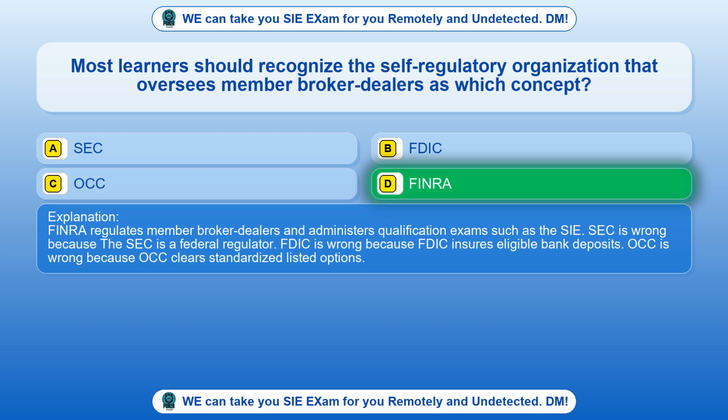SEC is wrong because the SEC is a federal regulator. FDIC is wrong because FDIC insures eligible bank deposits. OCC is wrong because OCC clears standardized listed options.